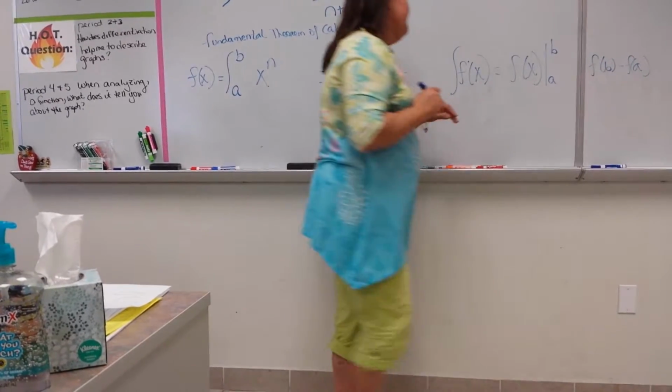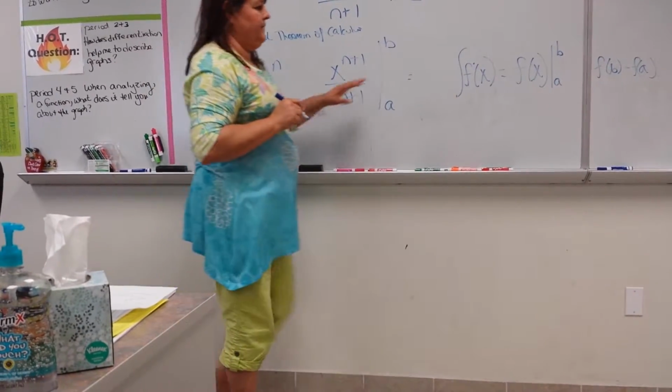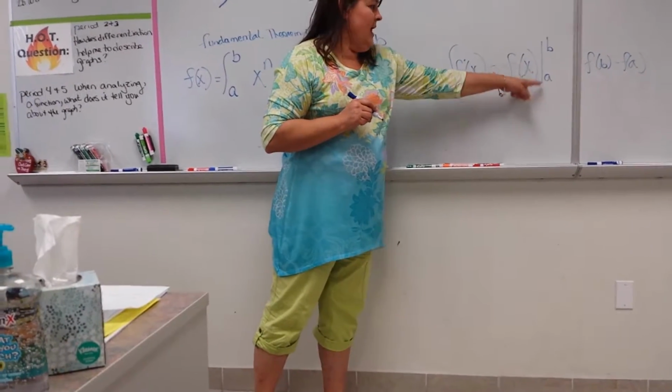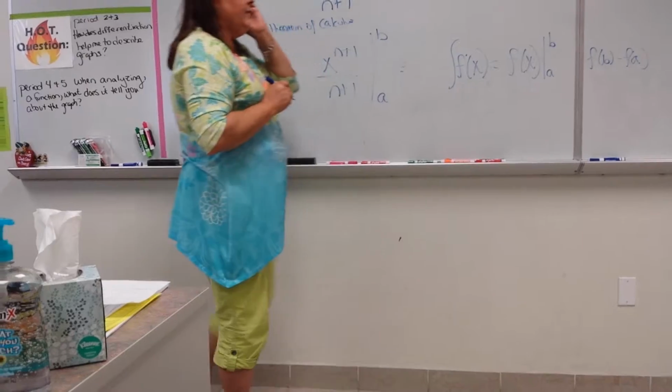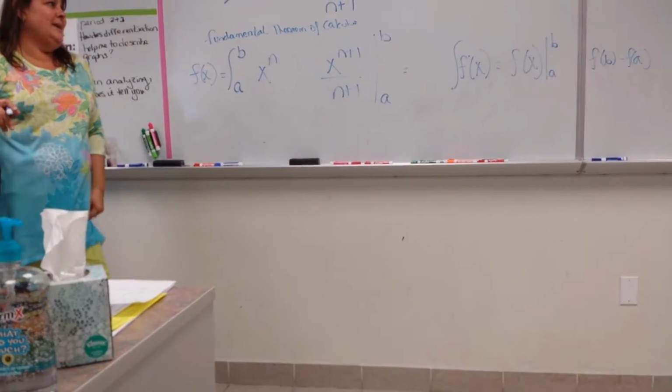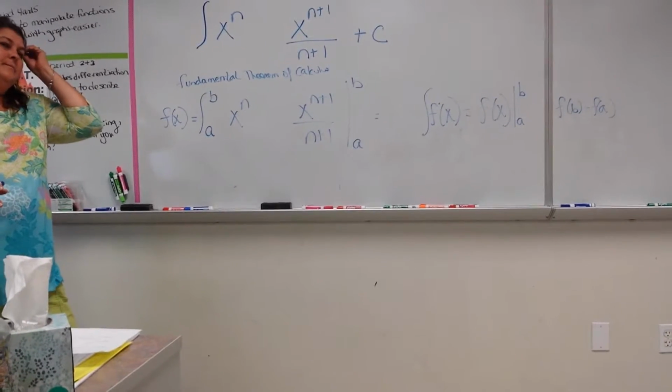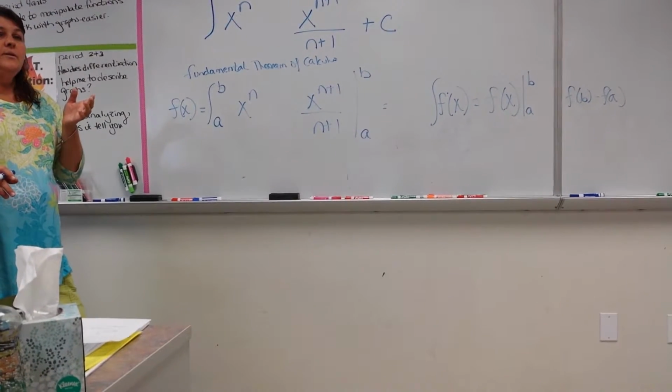So when you integrate, it becomes the original function, and you evaluate it. Plug the b in first, and subtract the plugged in a. So remember, if there's an a and a b, you don't need a c. Where do you get the a and b from? Those are given.